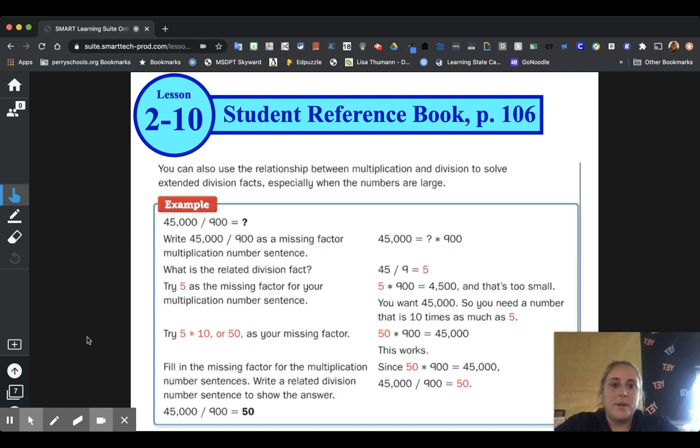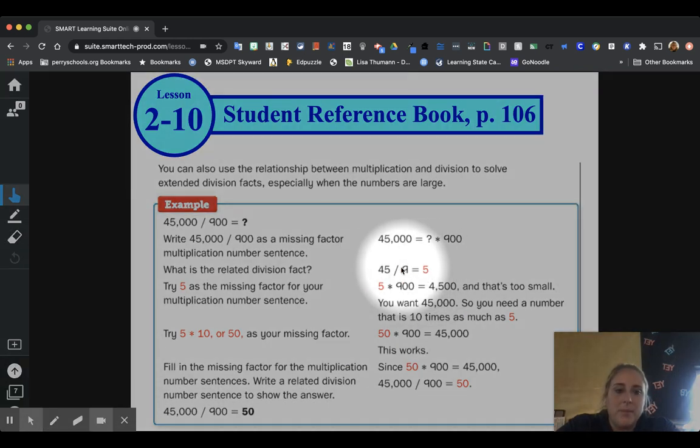Continuing looking at that from page 106, you can also use the relationship between multiplication and division to solve those extended facts, especially when those numbers are large. Okay, so here is an example of large numbers. 45,000 divided by 900. We normally would look at that and think, I can't do that, but you can. You can think of it as a missing factor multiplication number sentence. You can think of this as 45 divided by 9, and you can see that right here, 45 divided by 9 equals 5.